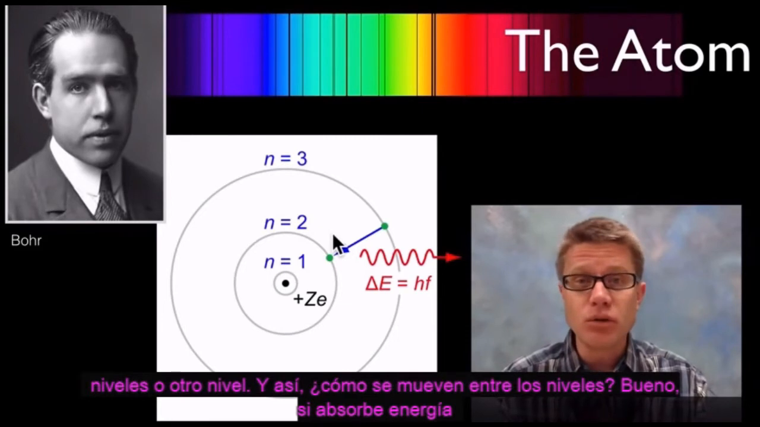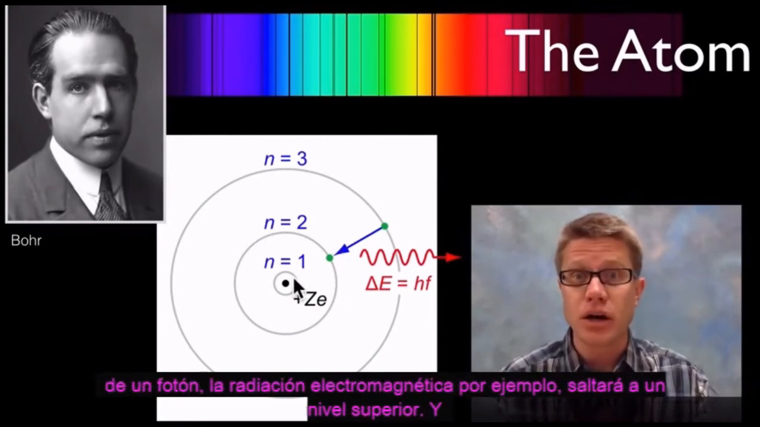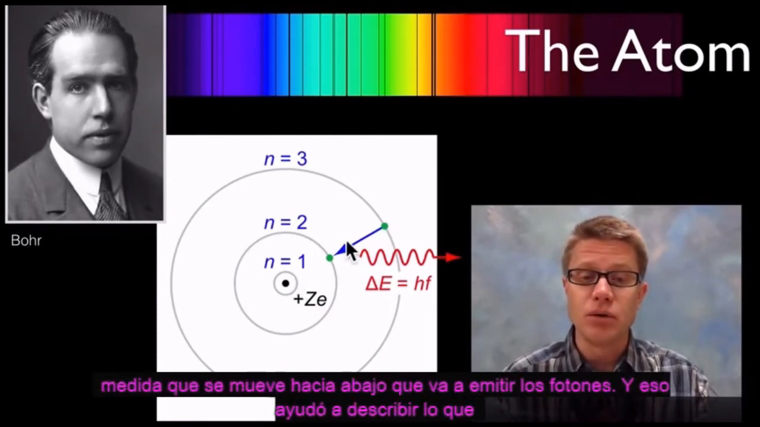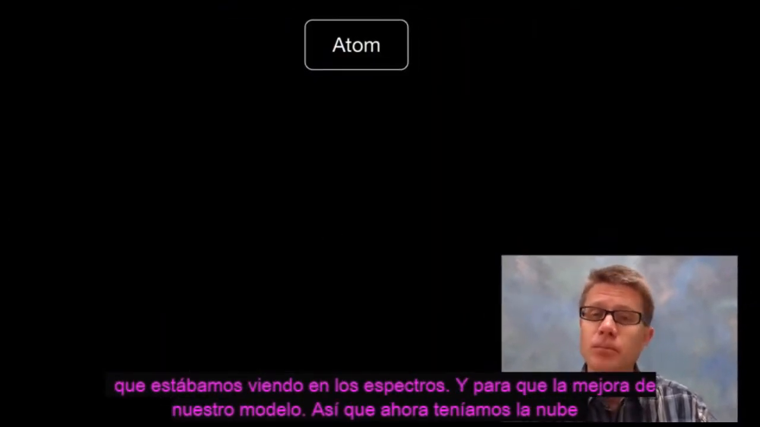And so how does it move between levels? Well, if it absorbs energy from a photon, electromagnetic radiation for example, it'll jump to a higher level. And as it moves down, it's going to emit those photons. And that helped to describe what we were seeing in the spectra. And so that improved our model.